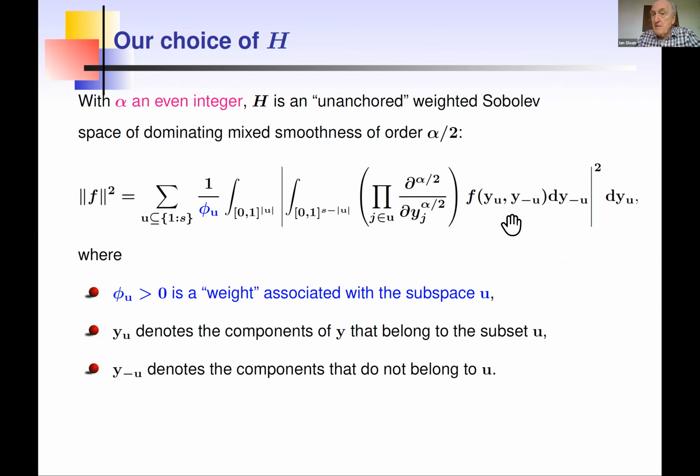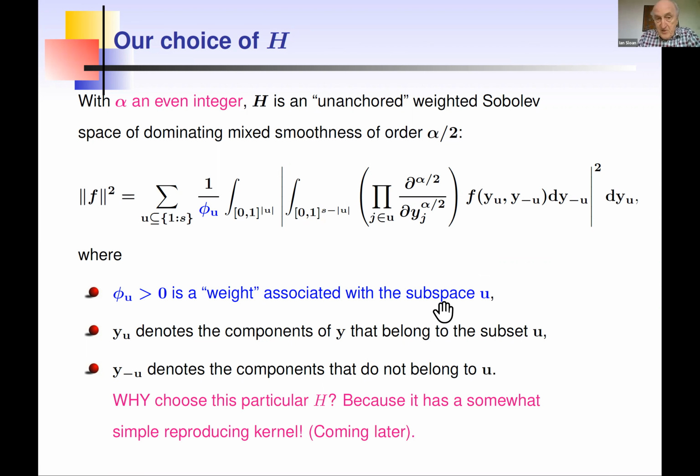Differentiate alpha on 2 times with respect to each of those, and we then integrate over all the other variables. Phi u is a weight, where U is a subset. Sorry, that's a typo. Subset U. Y_U denotes the components of Y that belong to the subset U, and Y minus U denotes the other components.